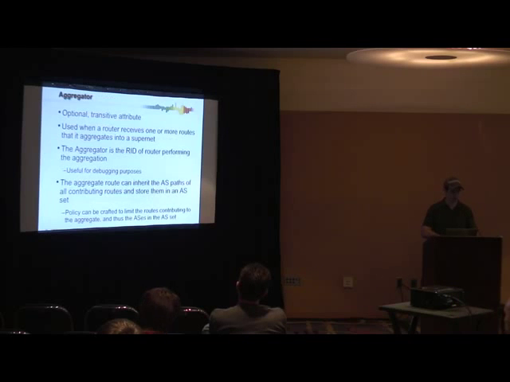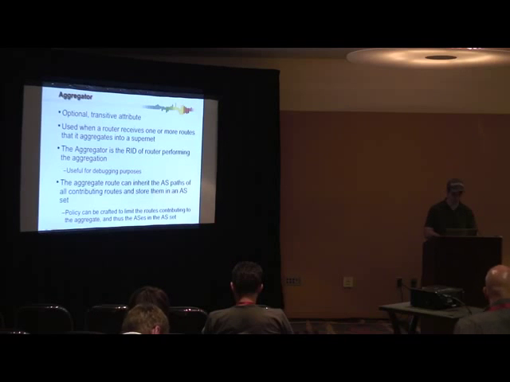Aggregator is an optional transitive attribute. It's used when a router receives one or more routes that it aggregates into a supernet. And the aggregator is the router ID of the router performing the aggregation, which is useful for troubleshooting to figure out where this aggregate route is coming from. The aggregate route can also inherit some of the qualities of the contributing routes, like the AS path, and it'll store them in an AS set. And you can craft policy to say certain routes do or don't contribute to the aggregate.